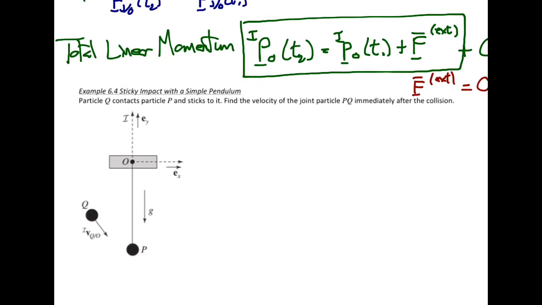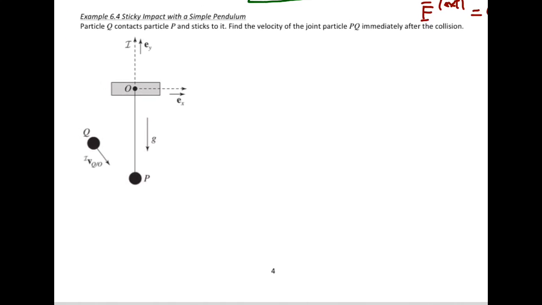So let's do an example from the book to demonstrate this, in which we're looking at the sticky impact with a simple pendulum. Here we've got a particle Q, and it's going to collide with particle P. Particle P is starting at rest, and after Q collides with particle P, they're going to stick together and keep the same velocity. We want to find the velocity of this joint particle, PQ, immediately after the collision. We're going to model this collision from time 1 to time 2, in which it occurs over a very small time period.